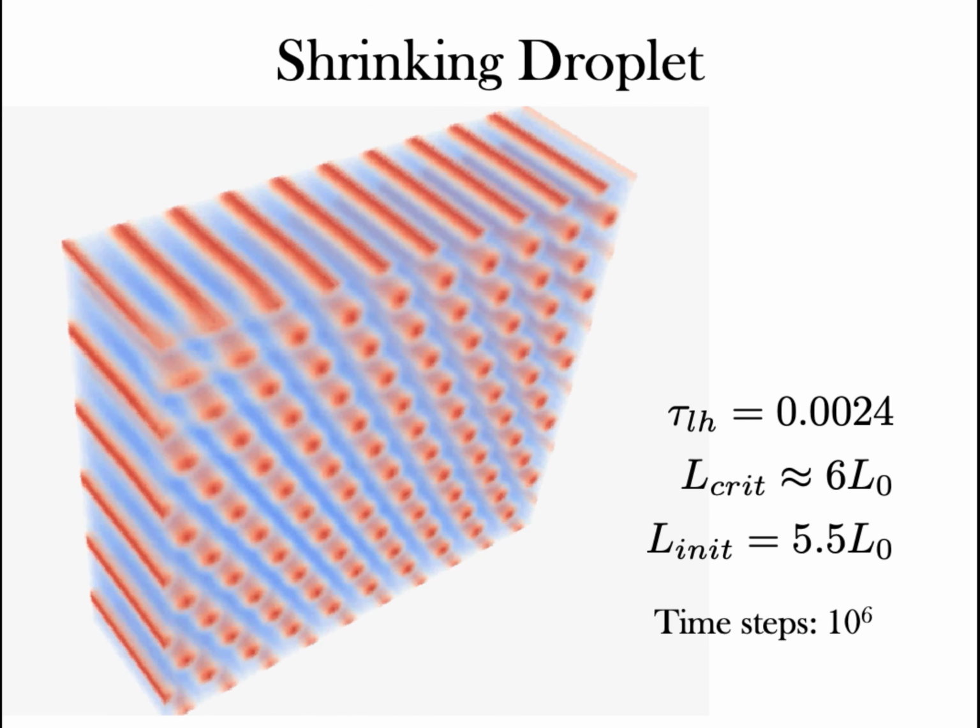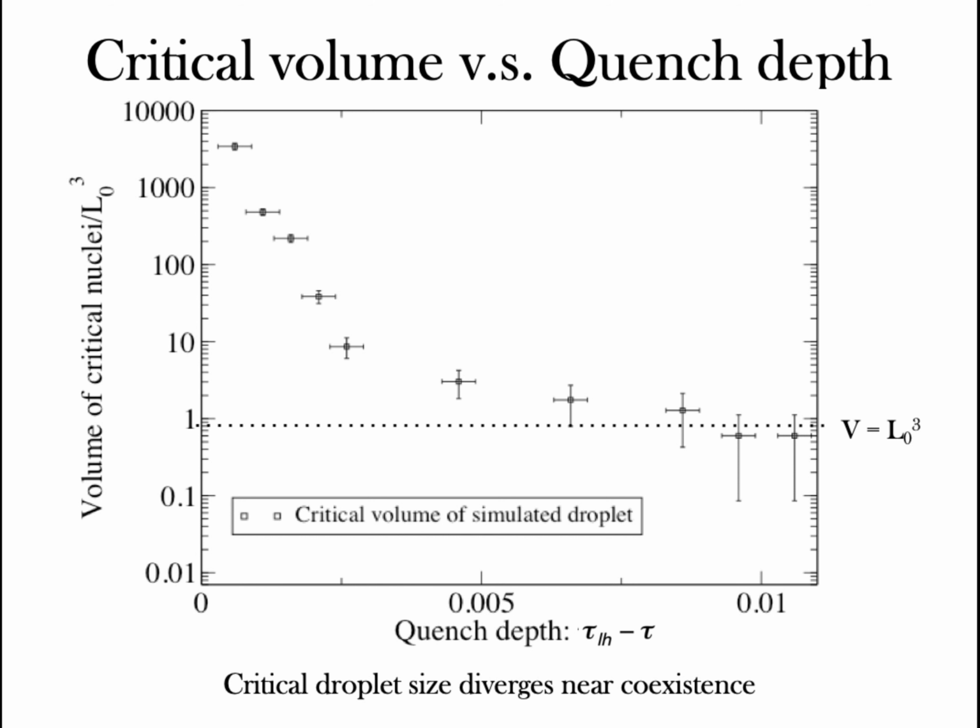I can repeat this procedure, looking at droplets of different sizes, in order to bracket the critical size of the droplet. Plotting the critical size versus quench depth, that is, distance from the transition, we see that close to tau LH, critical sizes are huge. This is what we would expect from classical nucleation theory.